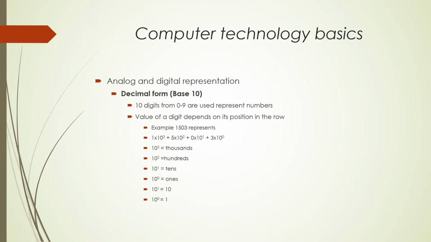Let's start with the decimal system. In the decimal form, 10 digits 0 through 9 are used to represent numbers. The value of each digit in a number depends on its position in the row. For example, the number 1503 represents 1 times 10 to the power 3 plus 5 times 10 to the power 2 plus 0 times 10 to the power 1 plus 3 times 10 to the power 0. The leftmost digit is called the most significant digit, and the rightmost digit is called the least significant digit.